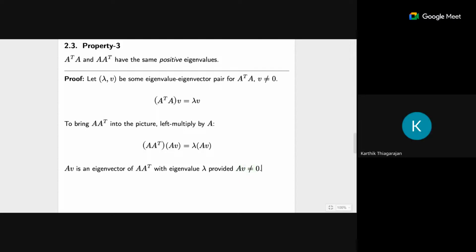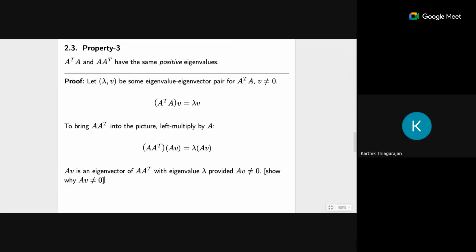I'm not going to show this now. It is not hard to see; there's only one step. So I leave it as an exercise: show why A v is not equal to 0. In case you are not able to figure that out, we can discuss it next session. So A v is an eigenvector of A A transpose with eigenvalue lambda. That's what we wanted to show.